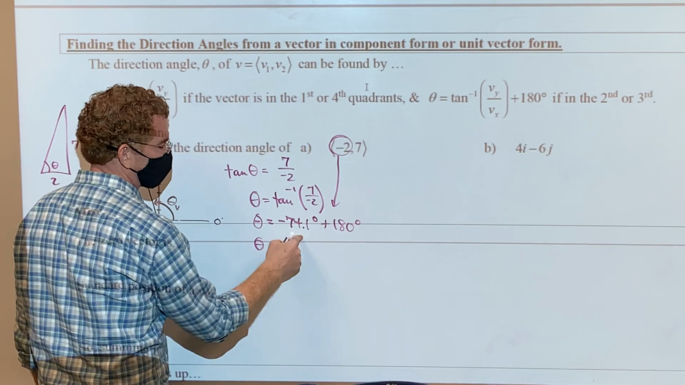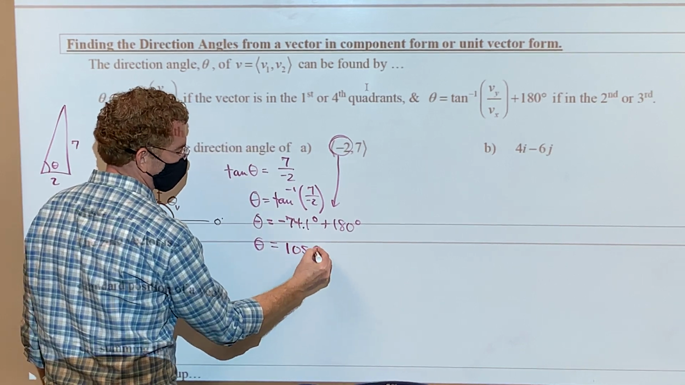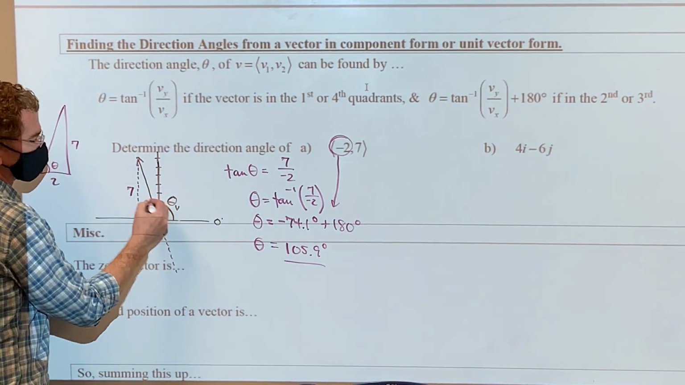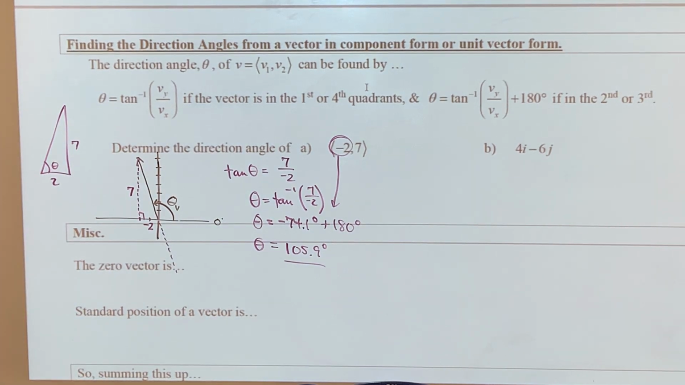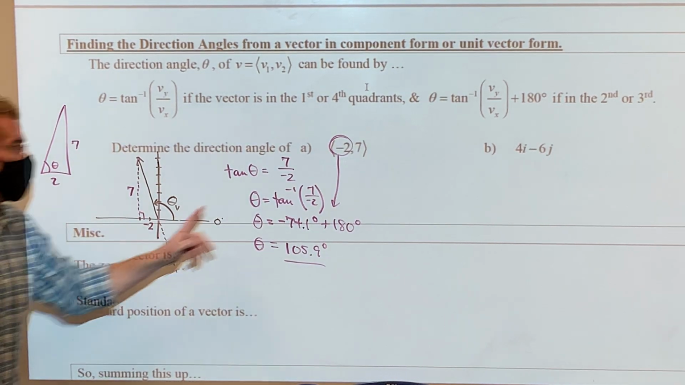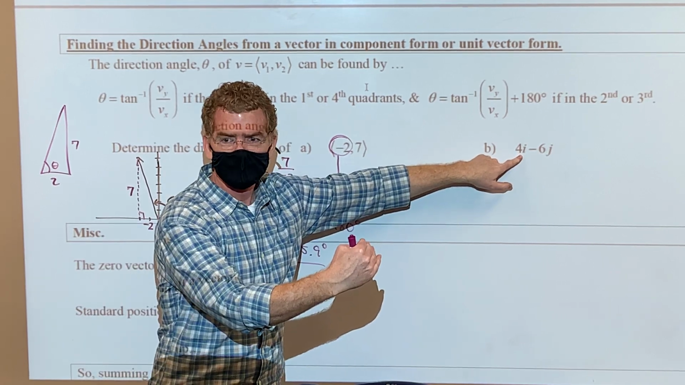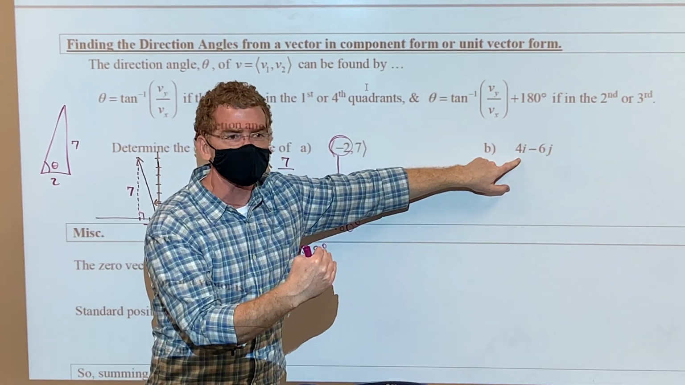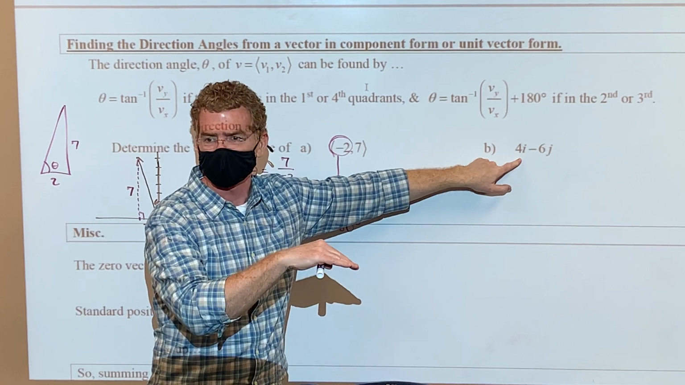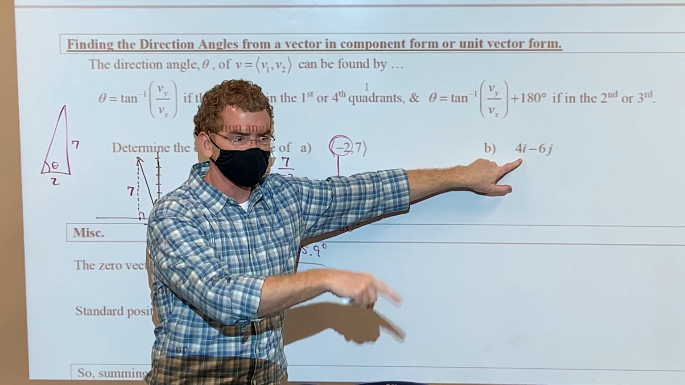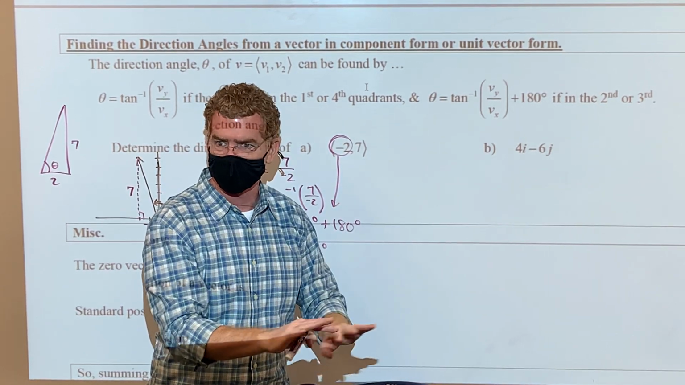And when I add 180 to that, I get 105.9, and that looks more like this thing. But if it was a positive movement, like right here, this is 4 to the right. Well, if I move 4 to the right, I'm guaranteed to be in either of which two quadrants? First or fourth, and I'm fine there with inverse tangent, aren't I?